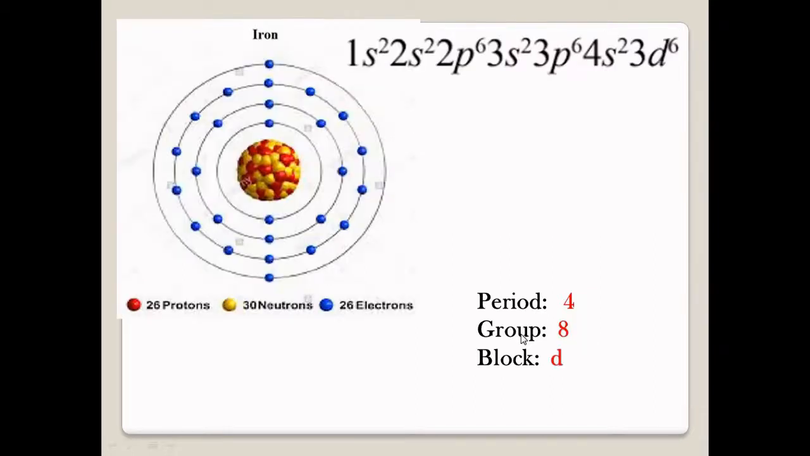Okay, let's see iron. Iron consists of 26 protons, 30 neutrons and 26 electrons. Its electronic configuration is 1s2, 2s2, 2p6, 3s2, 3p6, 4s2, 3d6, in which this 4 indicates the period number 4, this d indicates the block d, and the summation of these two, that is 2 plus 6, indicates group number 8. Okay, are you getting this?